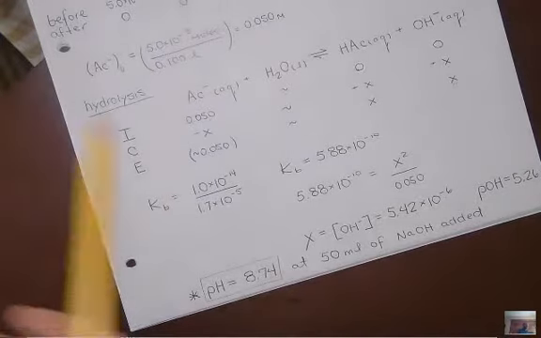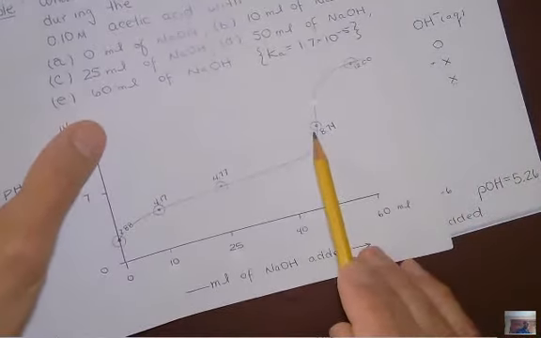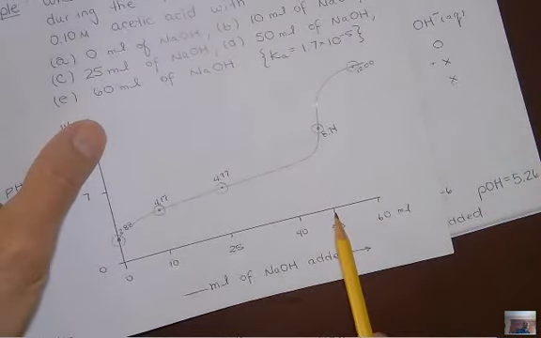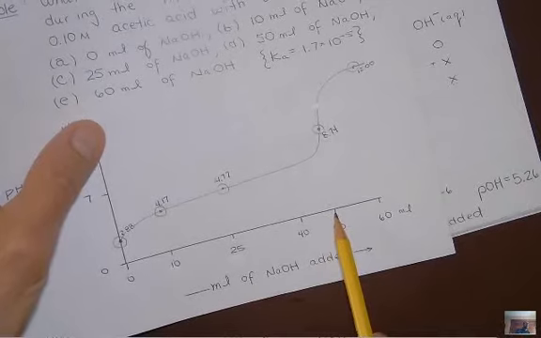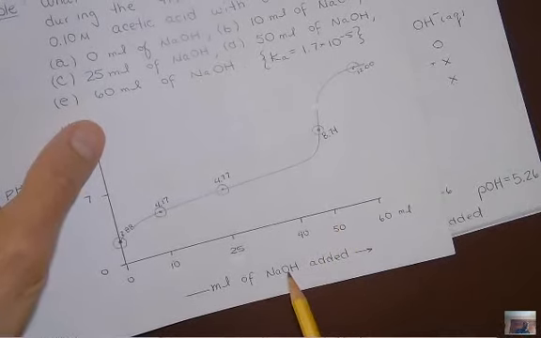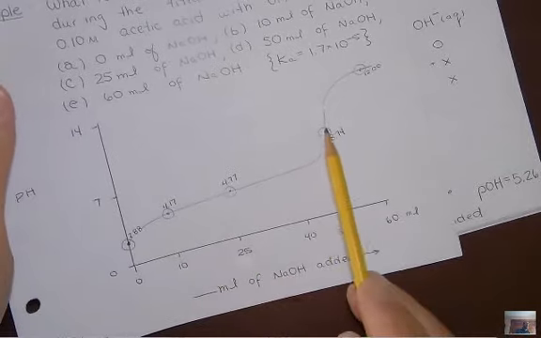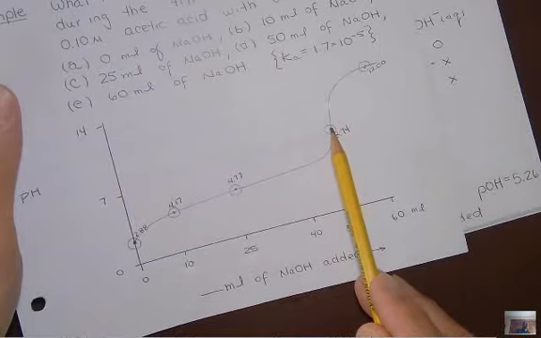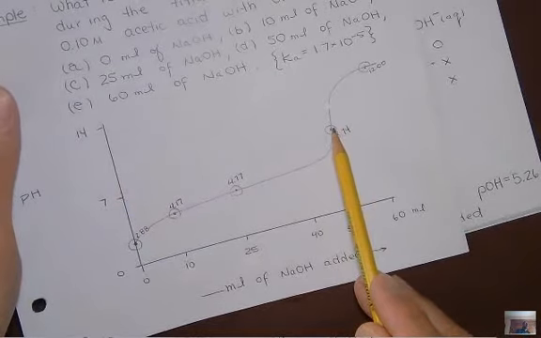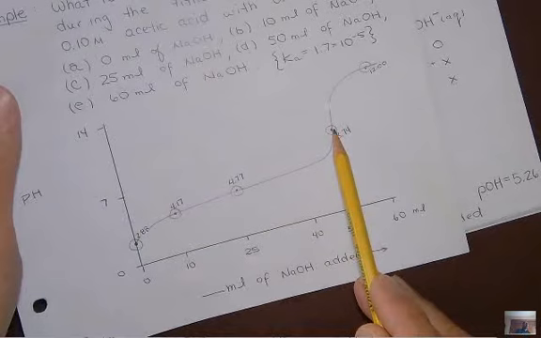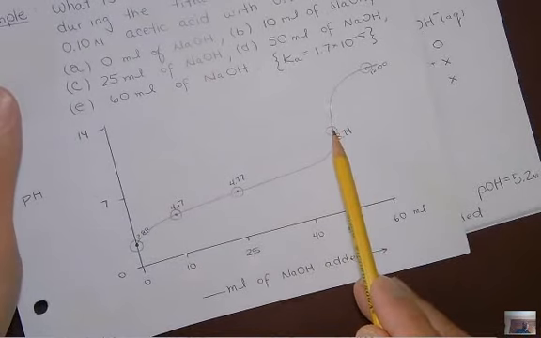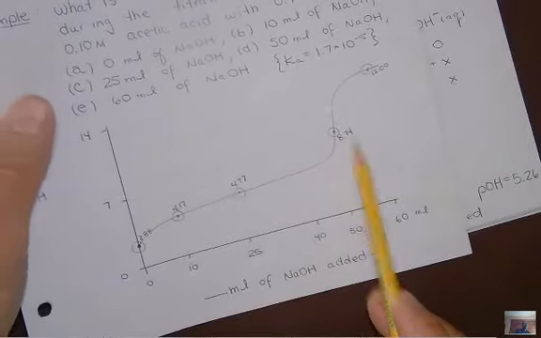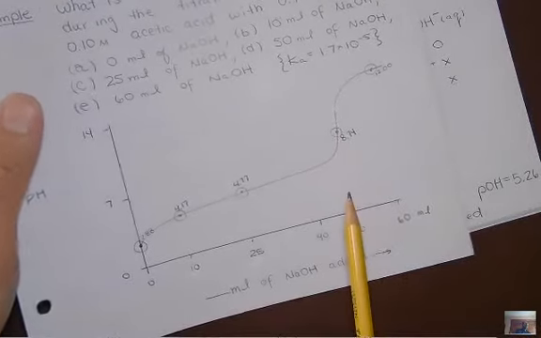Go back to the table. Okay, right here, this is the equivalence point at 50 milliliters. 50 milliliters is the point when I've added just enough sodium hydroxide to neutralize all of the acid. All the HA is now gone. It's been driven over to Ac minus, and Ac minus in solution hydrolyzes with water and makes the water have a pH that is slightly higher than 7. 8.74 is slightly higher than 7.